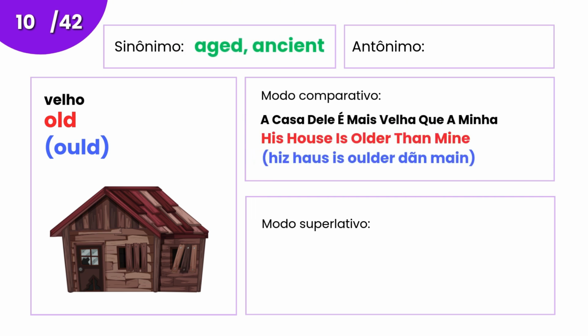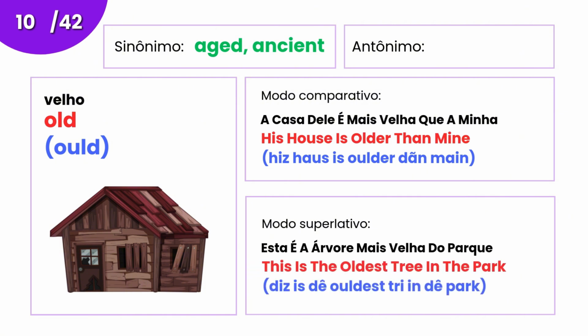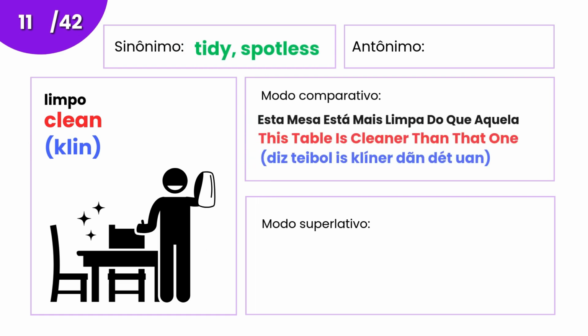Old, old, aged, ancient. His house is older than mine. This is the oldest tree in the park. Opposite, new.